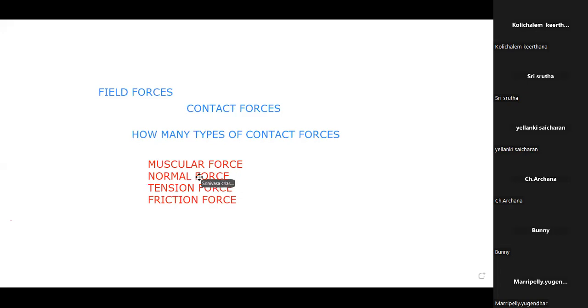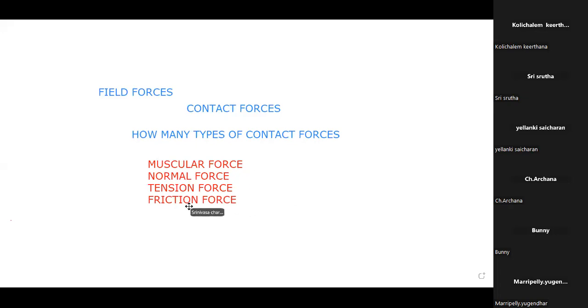Bullock cart, bullocks are pulling the cart. A person is pulling a cart, a person is cycling a rickshaw. In all these, wherever the muscles are working, muscular forces are acting on the bodies, and they are known as muscular force. Very good answers, keep it up.